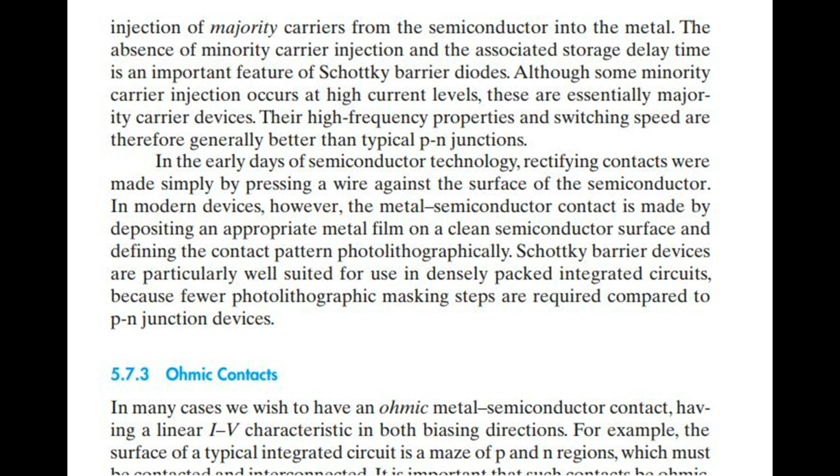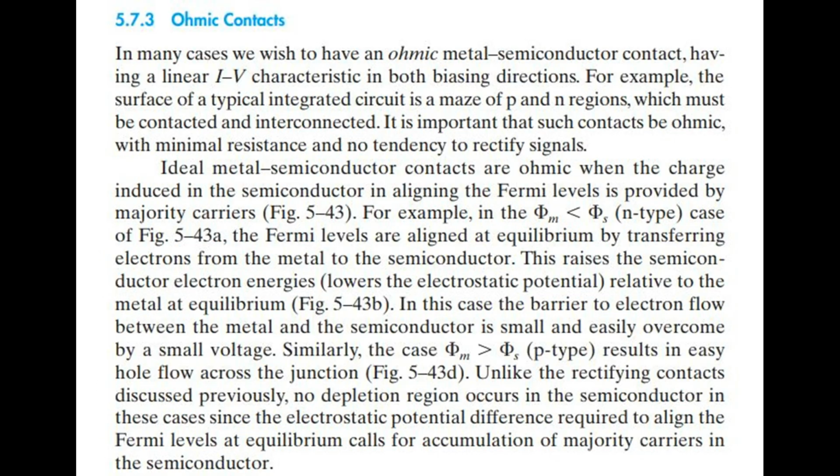Ohmic contacts. In many cases we wish to have an ohmic metal semiconductor contact, having a linear current voltage characteristic in both biasing directions. For example, the surface of a typical integrated circuit is a maze of P and N regions, which must be contacted and interconnected. It is important that such contacts be ohmic, with minimal resistance and no tendency to rectify signals. Ideal metal semiconductor contacts are ohmic when the charge induced in the semiconductor in aligning the Fermi levels is provided by majority carriers, Fig 5-43.